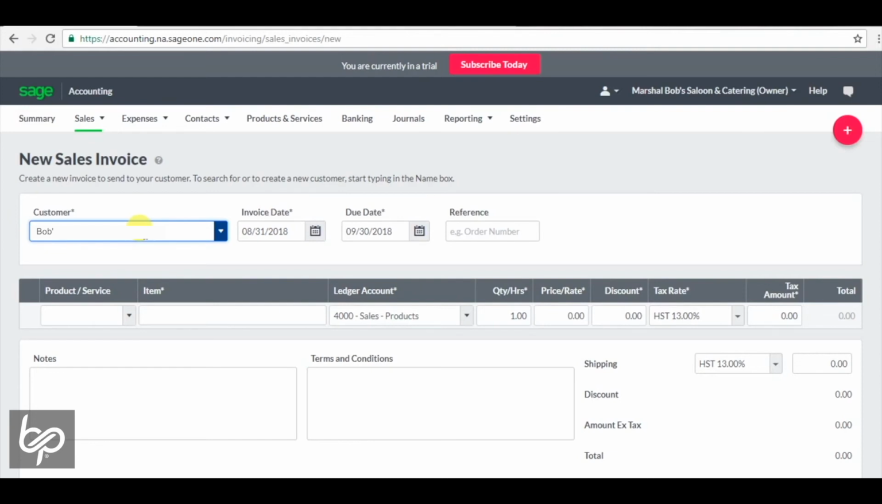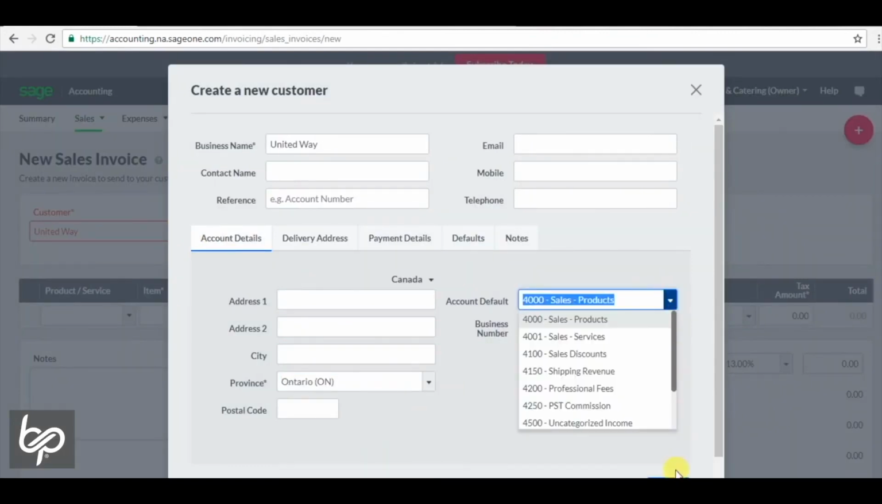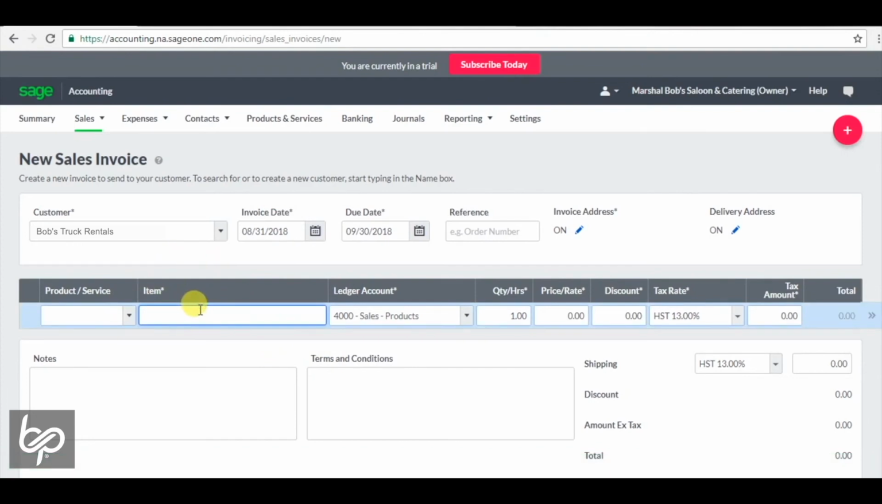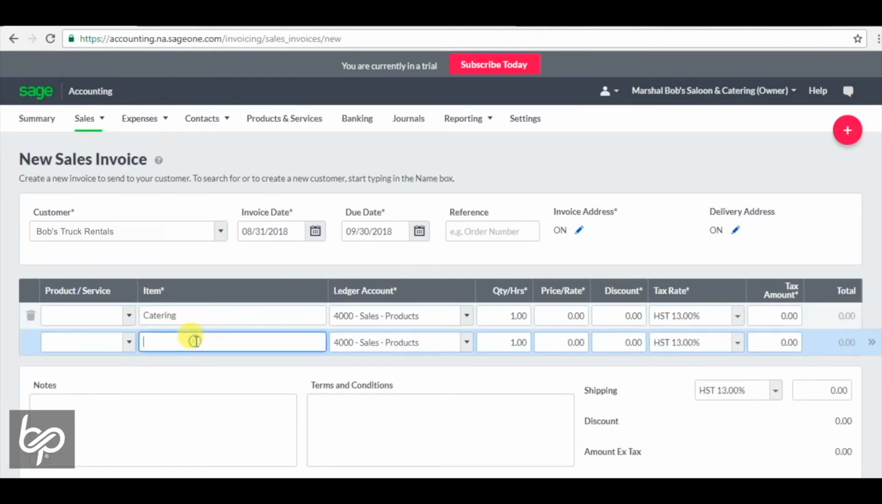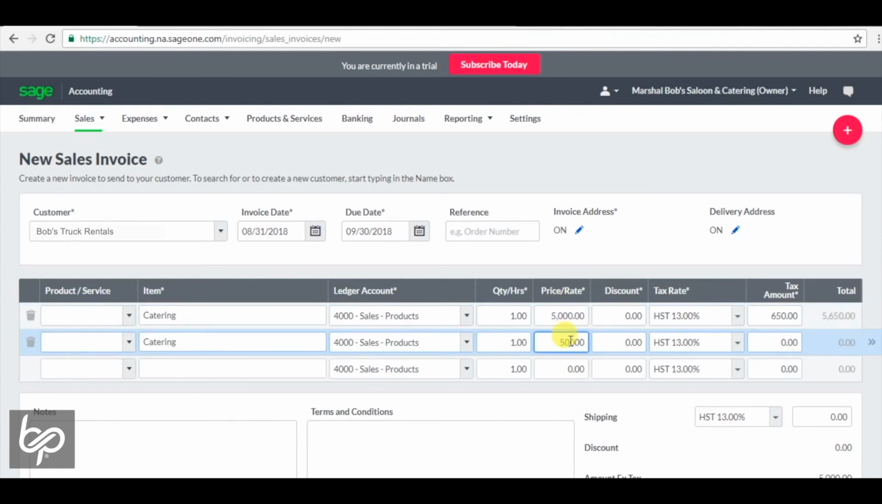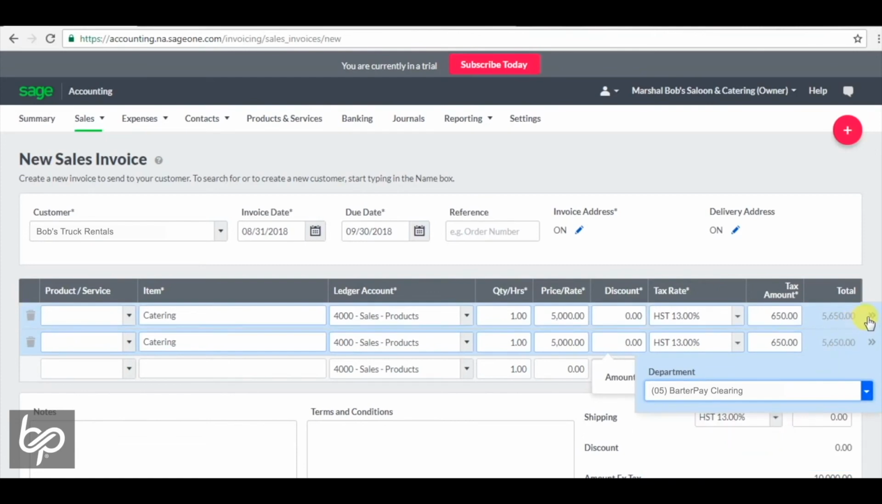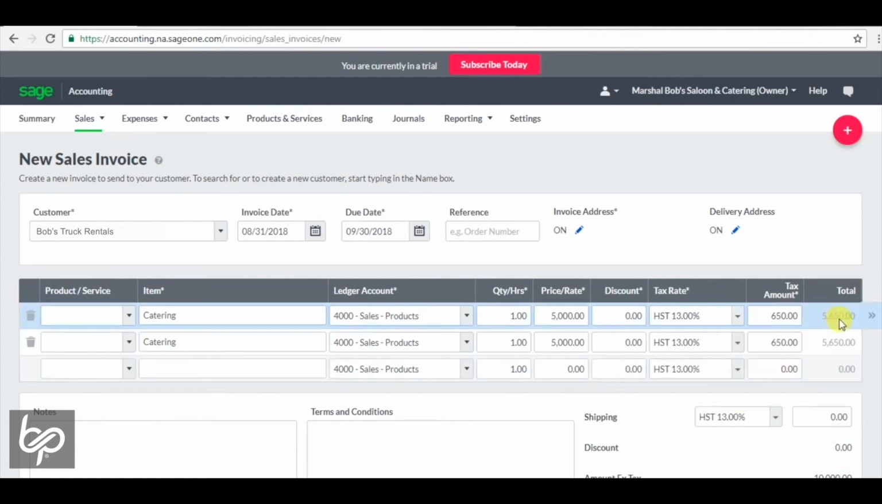Okay, so they do the catering job for Bob's Truck Rentals. And we'll say they're in Ontario, and it's called Sales Products. Save. So now we do the same thing, but kind of the reverse side. So it's a catering gig, and we'll put it under Sales Products. And then we're saying $5,000 allocated to the sales and marketing department, and $5,000 is being sent to the BarterPay clearing department. And so there's clearing, and there is the sales and marketing department.